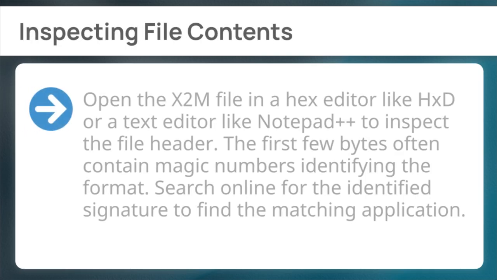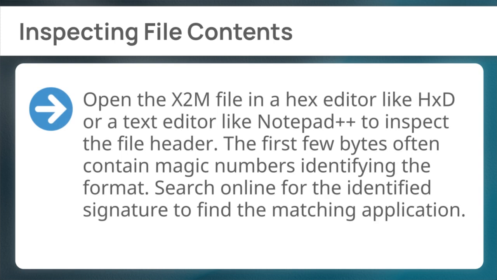Next, inspecting file contents. Open the X2M file in a hex editor like HxD or a text editor like Notepad++ to inspect the file header. The first few bytes often contain magic numbers identifying the format. Search online for the identified signature to find the matching application.